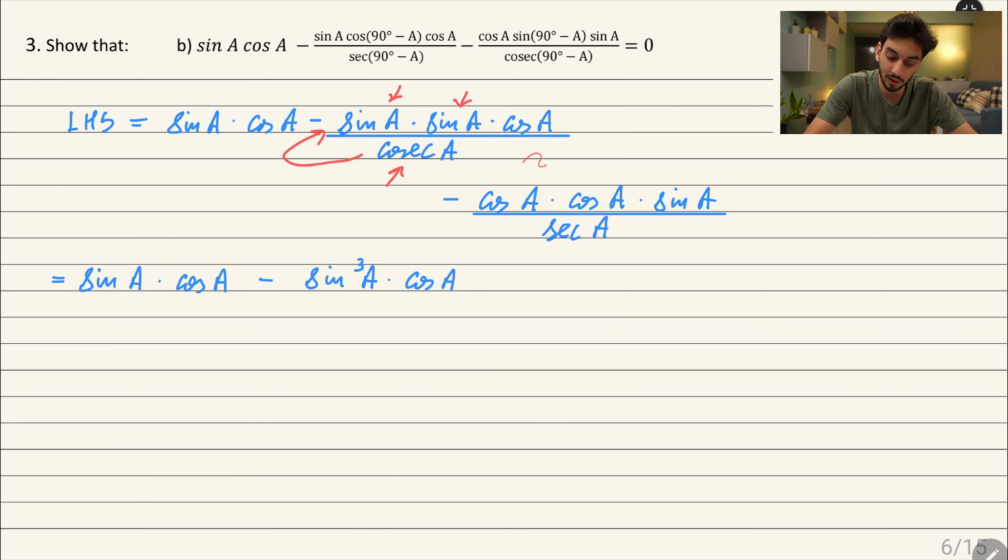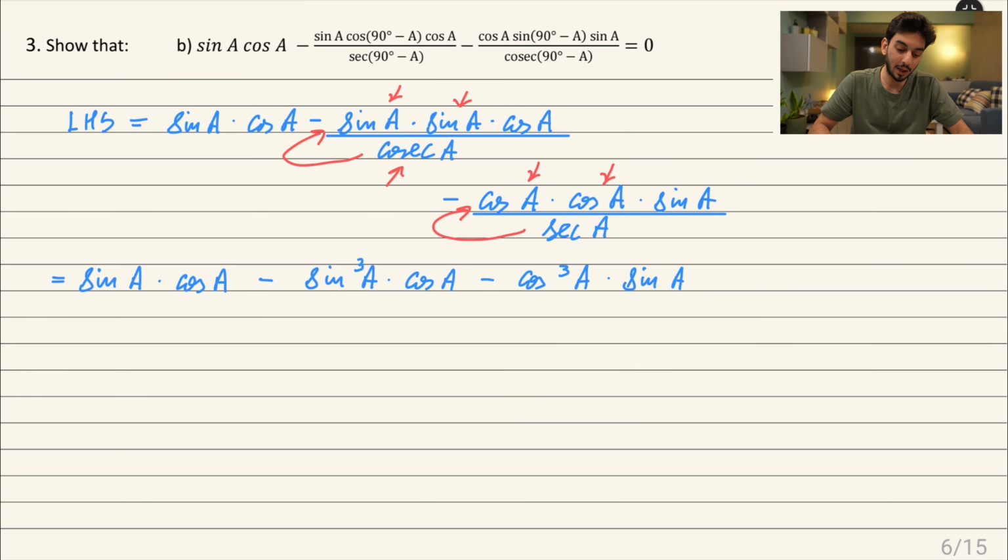Then in the other one, I have a cos A, I have another cos A. This sec A can also go to the numerator and become cos A because it's a reciprocal. So I have a total of 3 cos A's. So this becomes minus cos cube A times sin A. And please try to understand that these cos's are being multiplied, so you will have to add up the powers. Like cos A times cos A times cos A is cos cube A. When you add it up, it becomes 3 into cos A.